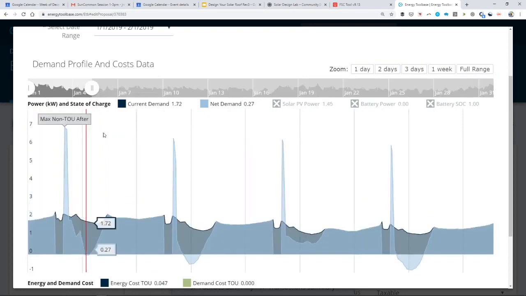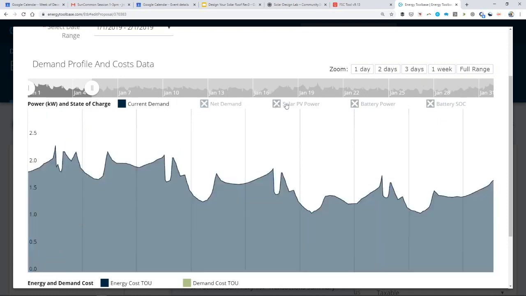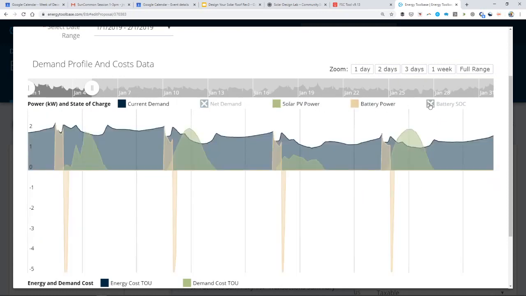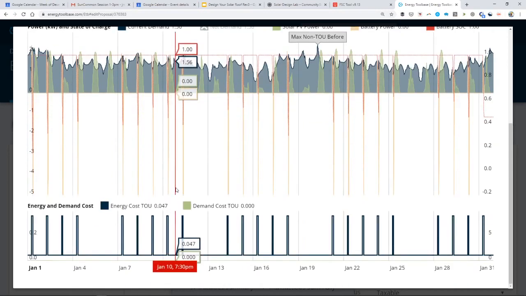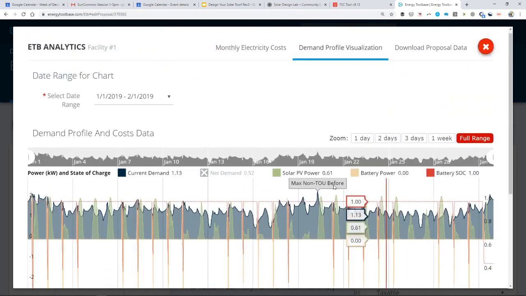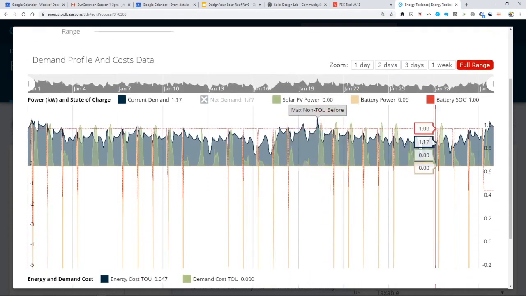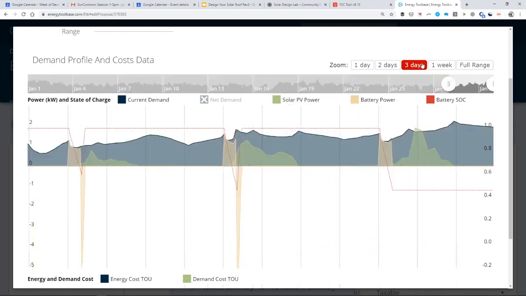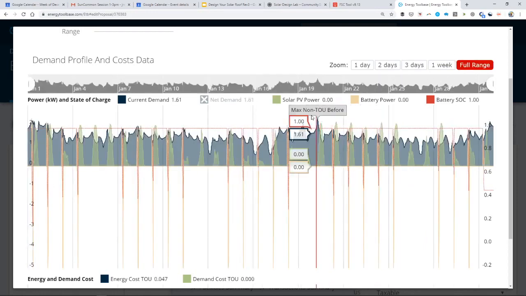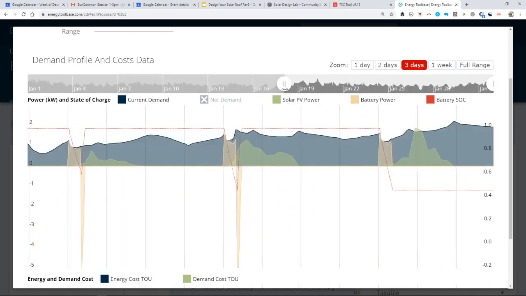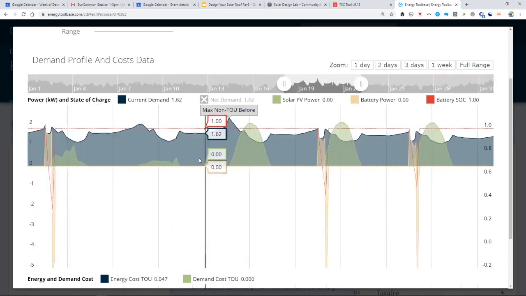What I find particularly useful is, if we go and look at our battery state of charge over the entire month, it calls out what our maximum time of use period is, and then you can say, okay, well, during that maximum period, when is that? That's right around January 19th or so. So we're going to take a look at that time frame.